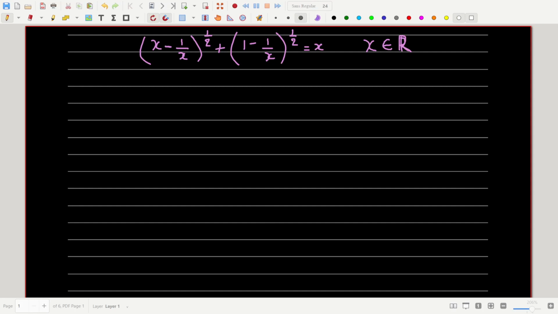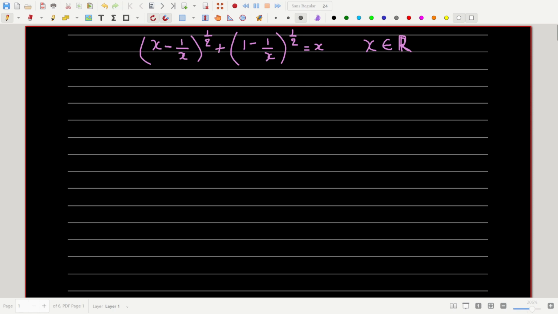Hello, math lovers. In this problem, we have to solve for real values of x. So let us begin, and let us begin by examining these two terms on the left hand side. x is a real number. This has been given to us.